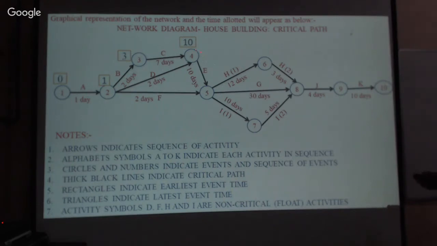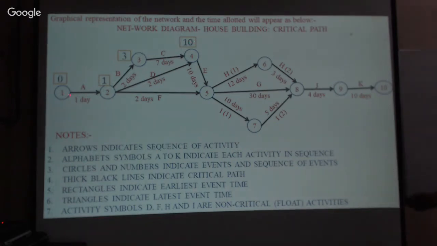See, this is 10 days, whereas there is another path, it is 1 plus 2. We can move in this path also, no? Therefore, what is the time required to reach this point? If you are moving, the maximum time required to reach this point is 10 days. Isn't that? Always the maximum time should be indicated in the square. Maximum time should be indicated in the squares.